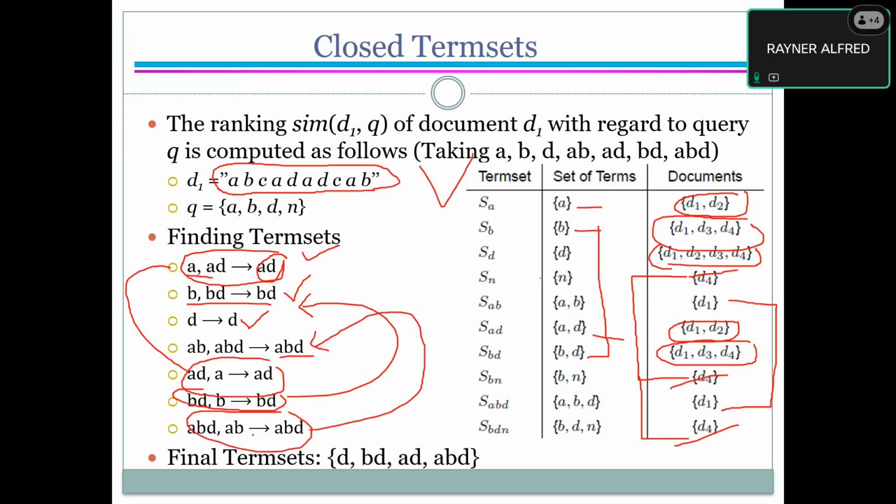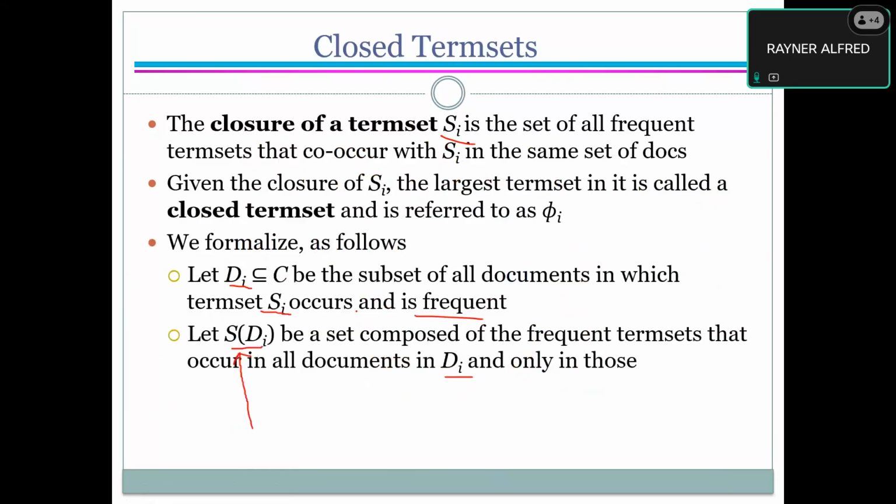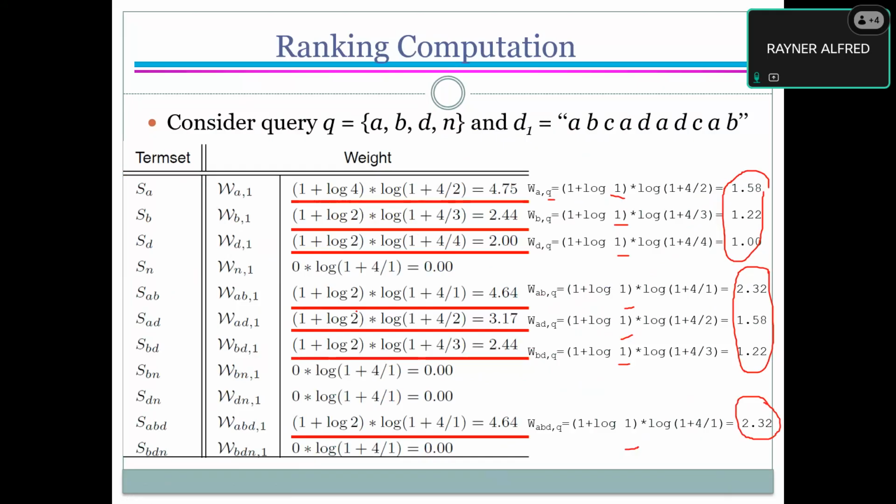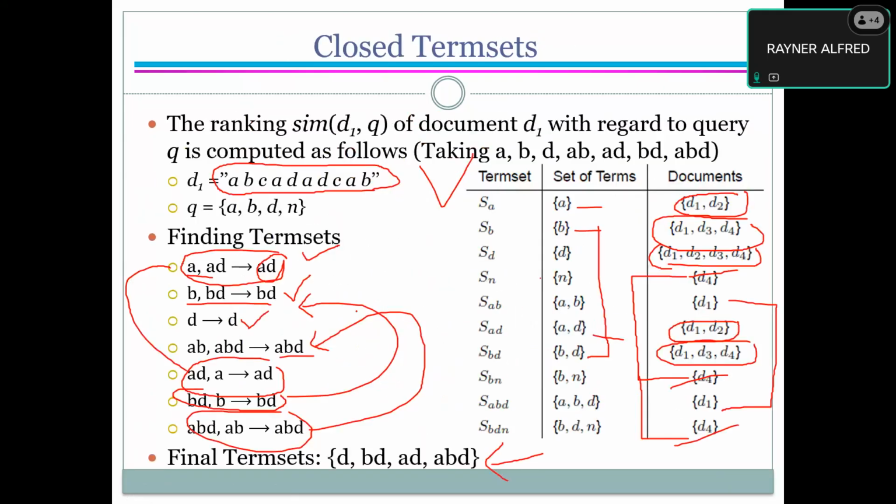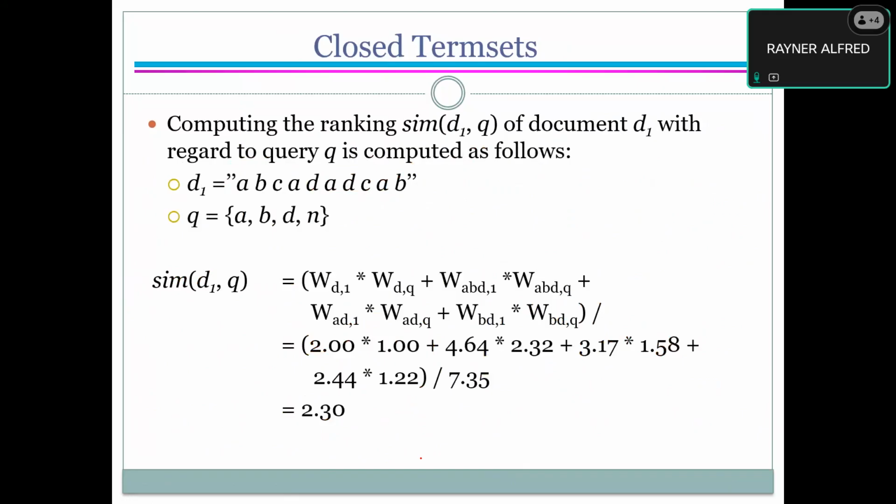When we look at the final term sets, this is what we get. From all of this, we had 7, and from 7 we reduce to 4. So only 4. When we compute the ranking, we now only consider 4 of them.